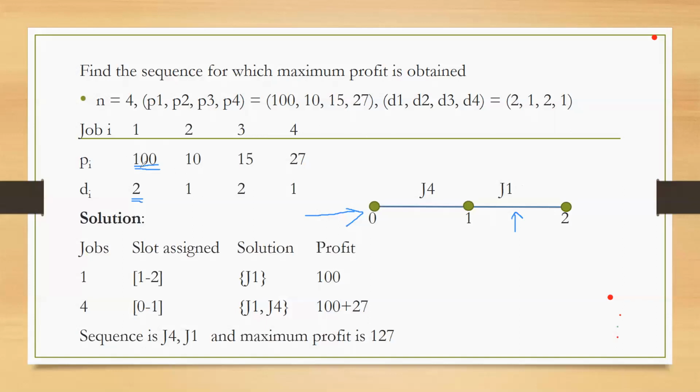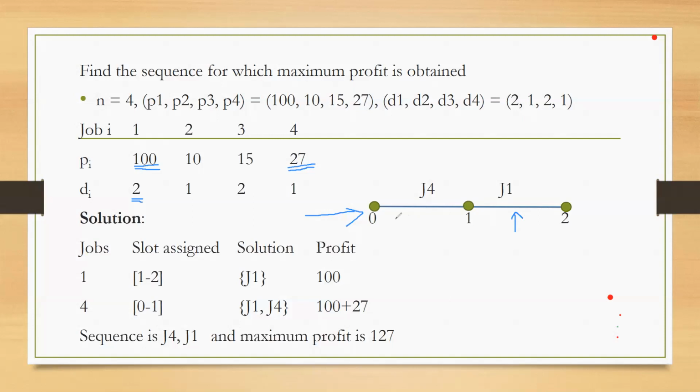Next, we choose the next highest job. The next highest job is the one with profit 27. Its deadline is 1. That means it has to be processed in the timeline 0 to 1. Only the 1 to 2 time slot has been allocated and the 0 to 1 time slot is free, and hence job 4 can be allotted to the 0 to 1 slot.